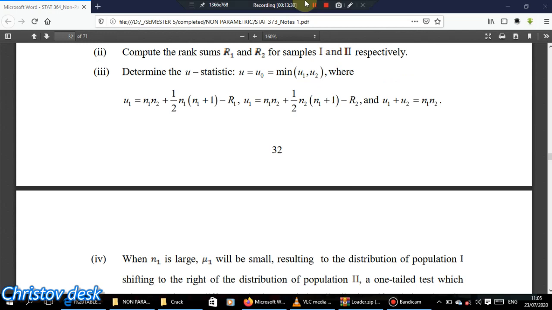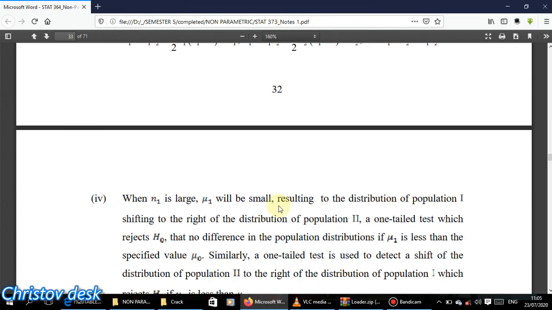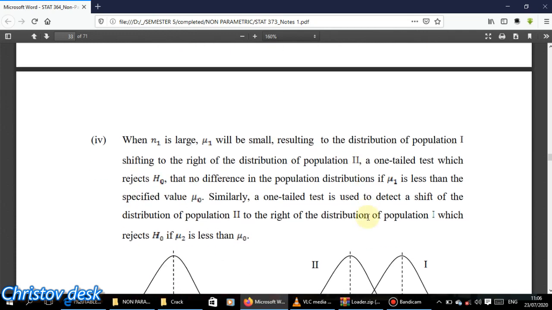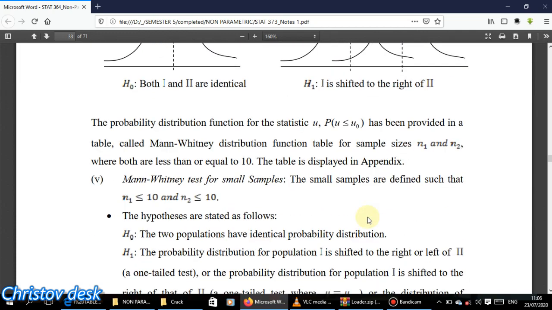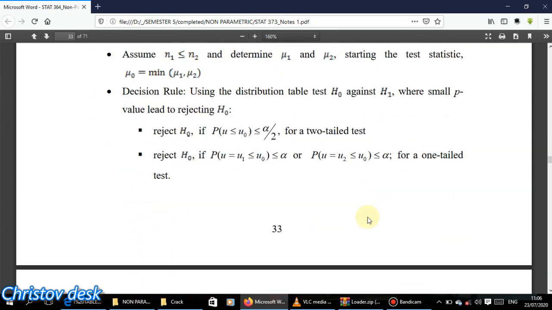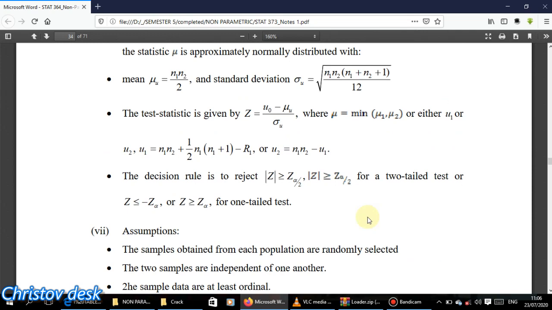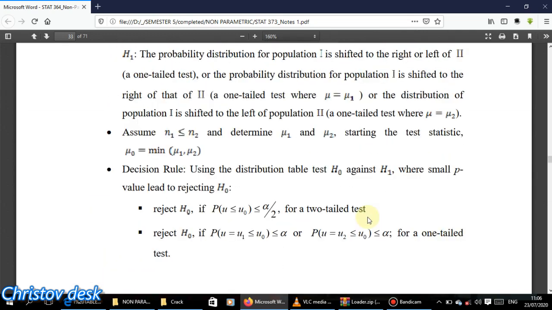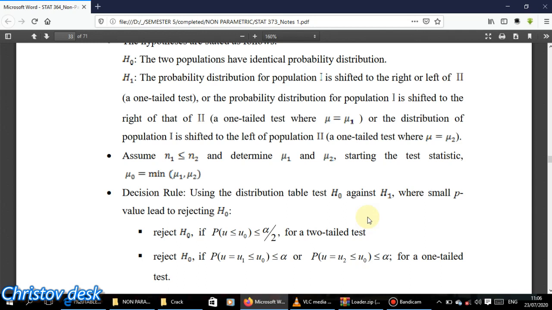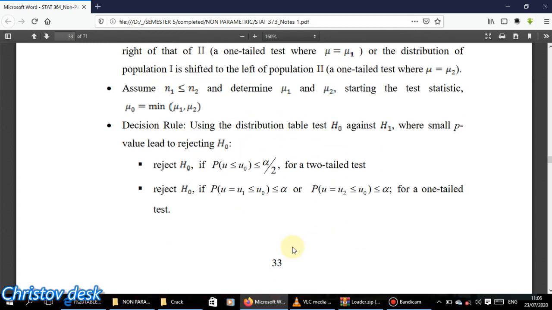So we'll look at it when the sample sizes are small or when the sample sizes are large. So there is a small sample and then a large sample. When the sample sizes are smaller, we'll use the distribution table. Otherwise, we'll go ahead and use the z table.